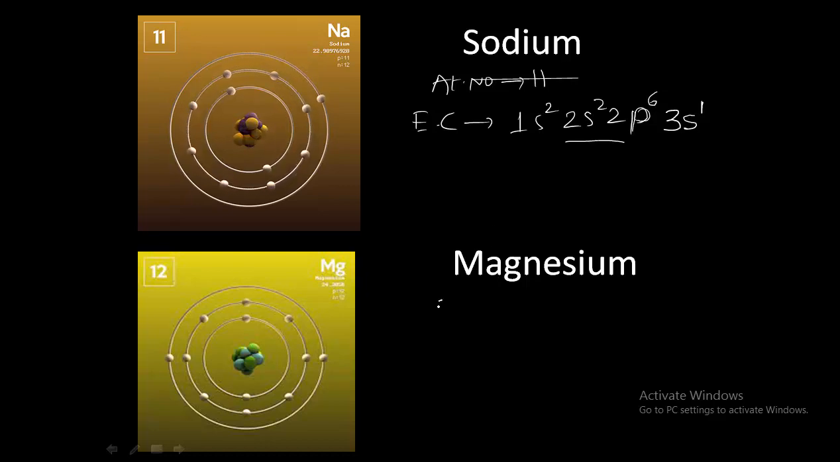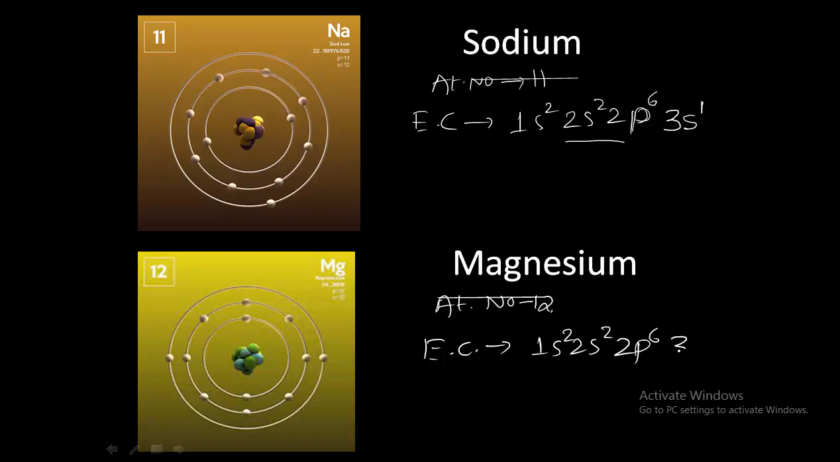Then similarly, we will see magnesium. Magnesium's atomic number is 12, and thus the electronic configuration will be 1s2, 2s2, 2p6 and 3s1. So this is the electronic configuration of magnesium. Sorry, it is 3s2 because 12 electrons are present.